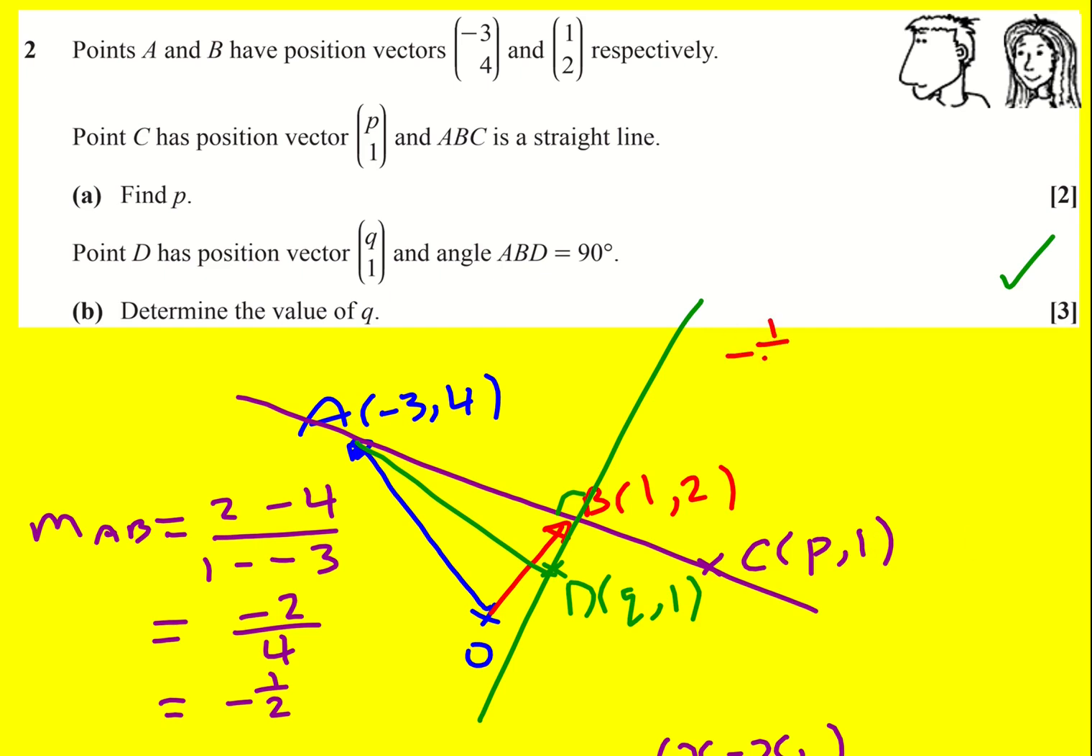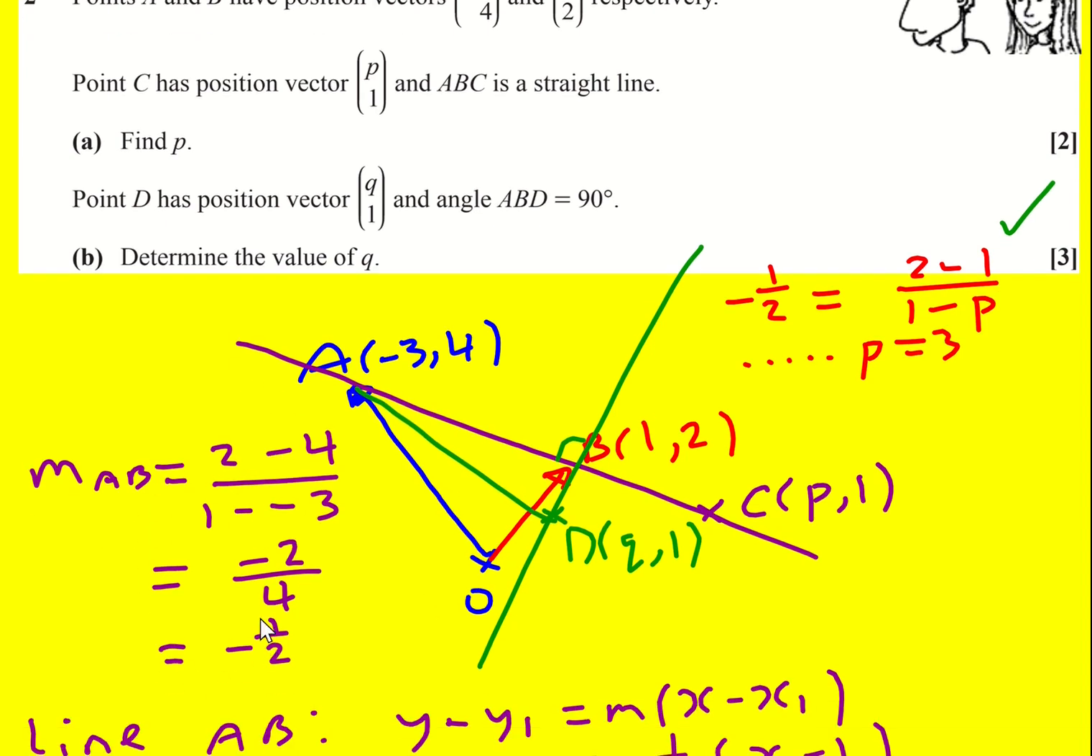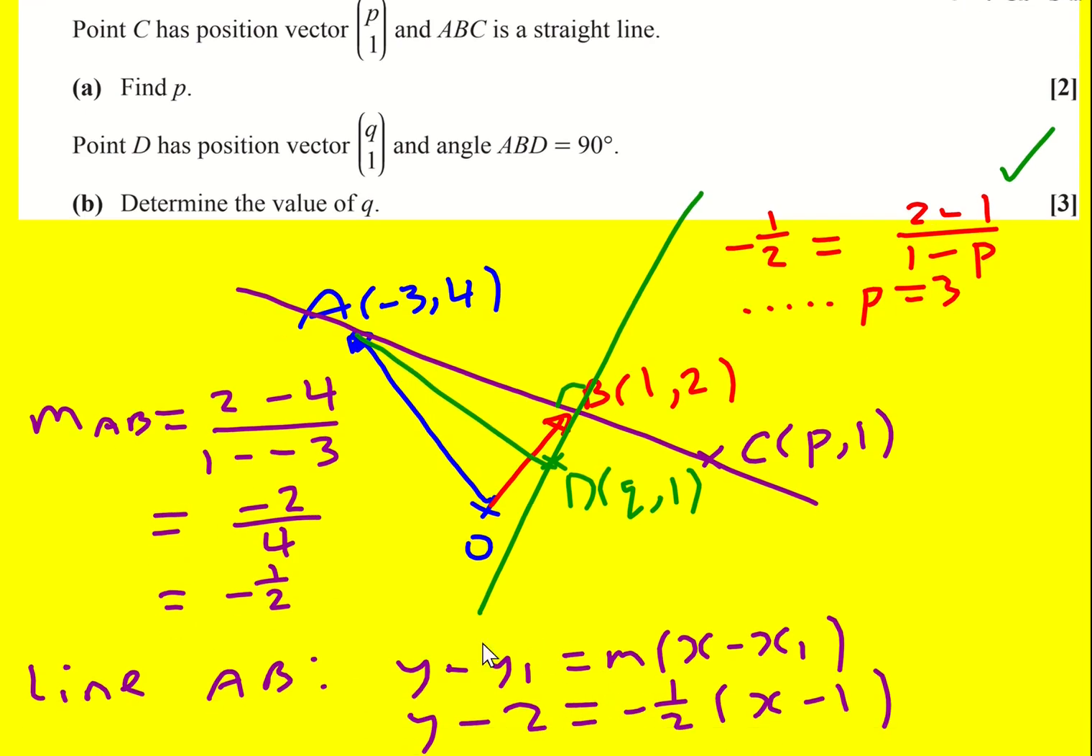So it'll be minus a half equals, and then maybe we do 2 minus 1 over 1 minus p. If you kind of do the working from there, then you'll get that p is equal to 3. So it's arguably a little bit quicker actually. However, me doing the work and getting the equation of this line had made it so that part B was easier. But that is there if you prefer.